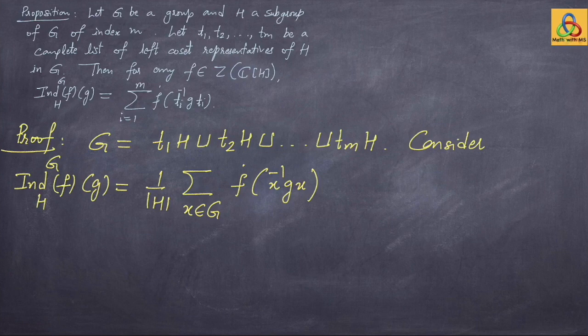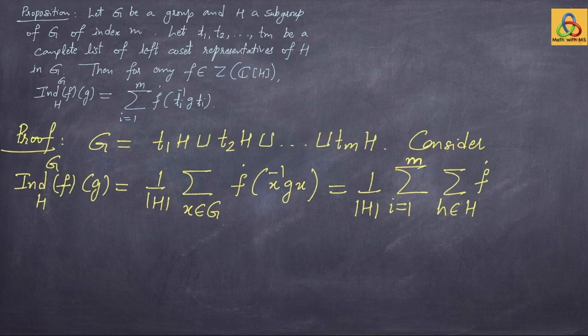But G has this decomposition, so I can write it as this double summation, 1 by order of H, summation i from 1 to m, and then for each coset I run little h in the subgroup H, right? And therefore it becomes f dot, and now each x which is in G will lie in a unique tiH, therefore it can be written as ti into little h, right? So it can be written as h inverse ti inverse, this g remains, and then ti into h.